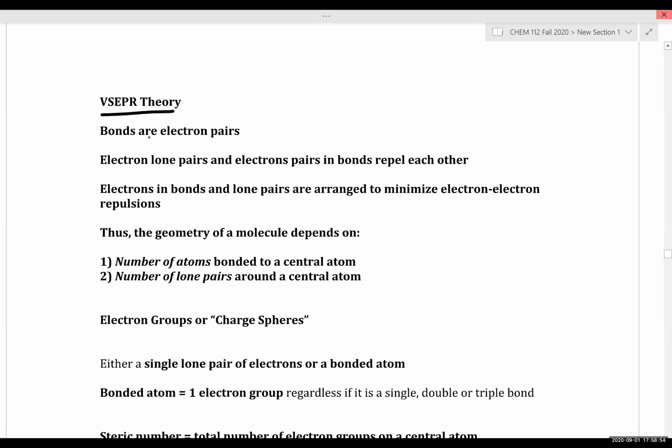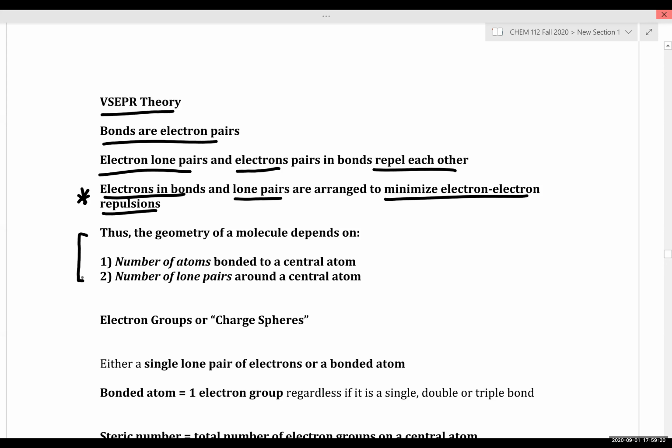So first and foremost, in VSEPR theory, we describe bonds as electron pairs. In VSEPR theory, lone pairs and electrons will repel each other. And the central tenet of VSEPR theory is this idea that electrons and bonds and lone pairs are arranged to minimize electron-electron repulsion. Thus, our geometry depends on the number of atoms bonded to the central atom and the number of lone pairs. We call these charge spheres.